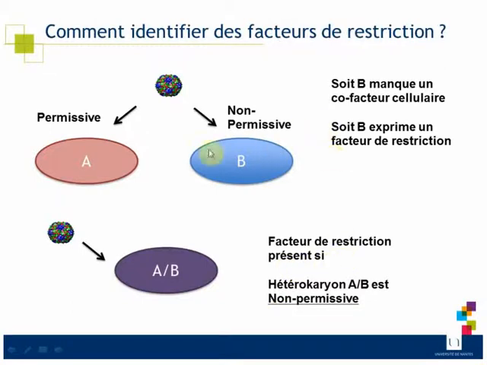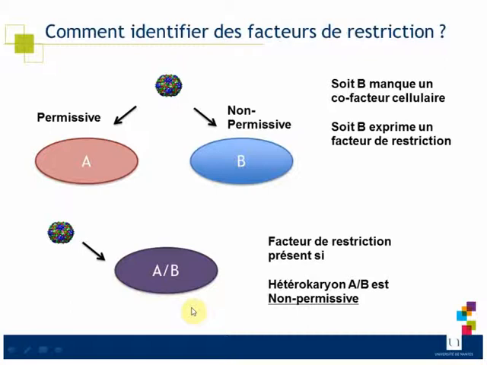If this cell was lacking the cofactor, then making the fusion with cell A should bring the cofactor. So this should be permissive, right, if you're talking about a cofactor. So in many cases, this was the first step to identifying restriction factors. You get two cell lines or two cell types, you try and fuse them. If the heterokaryon is resistant, still non-permissive, then there will be a restriction factor.